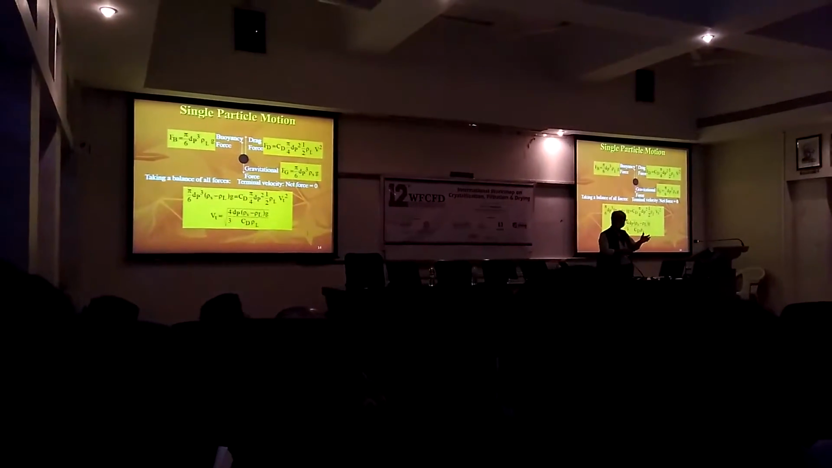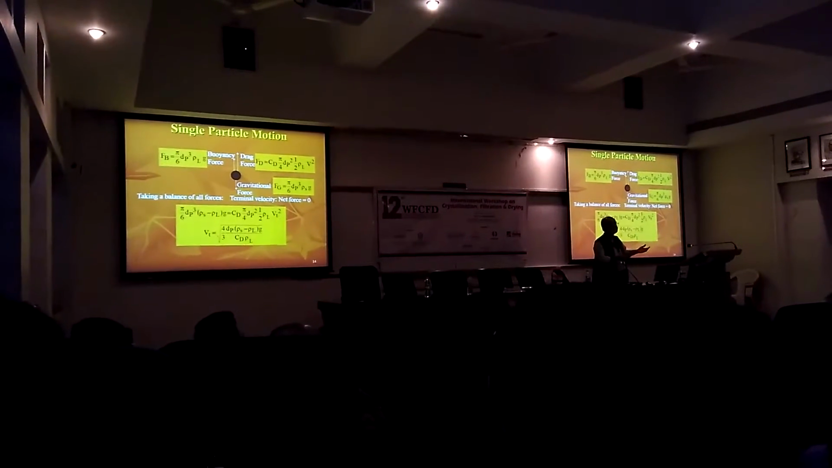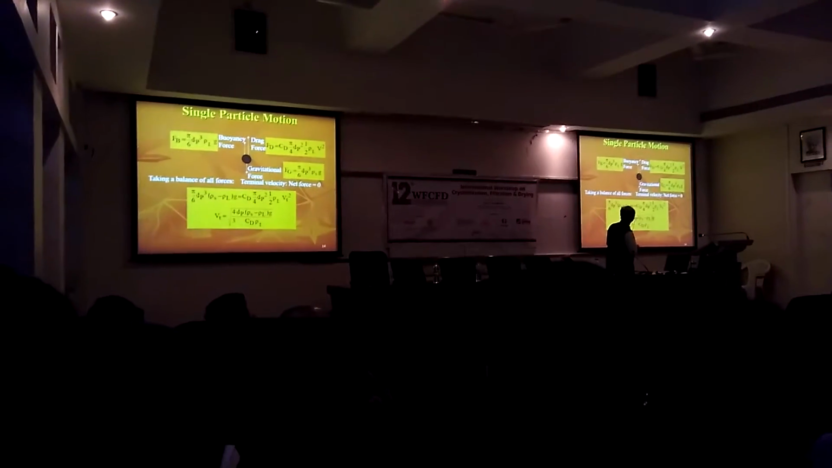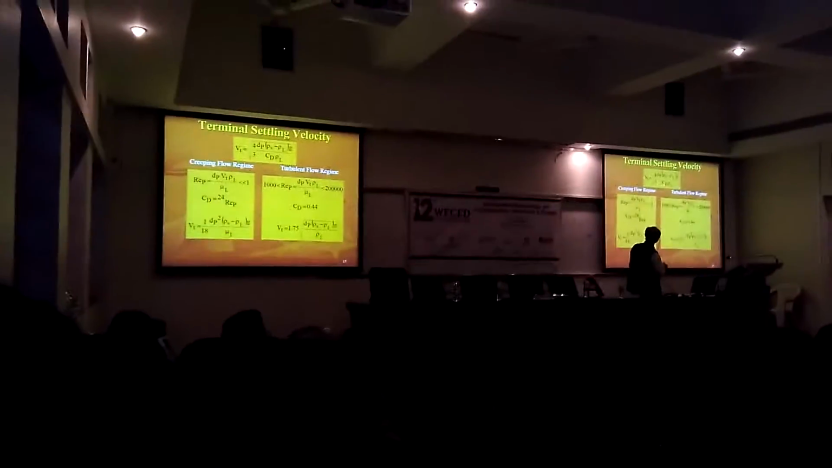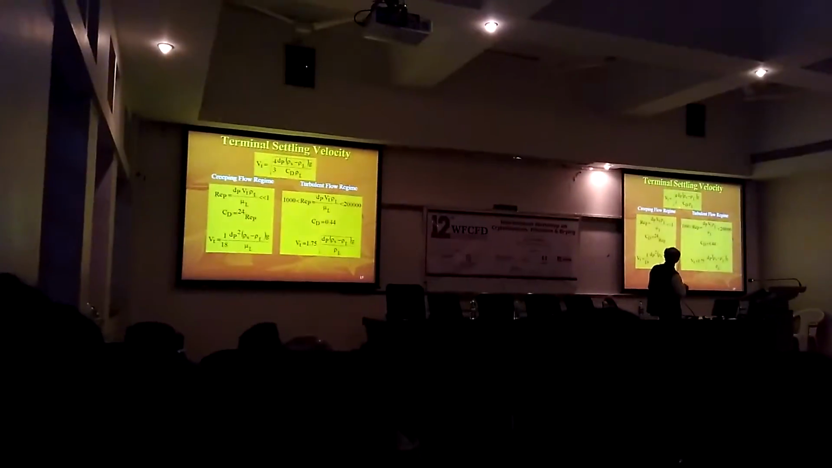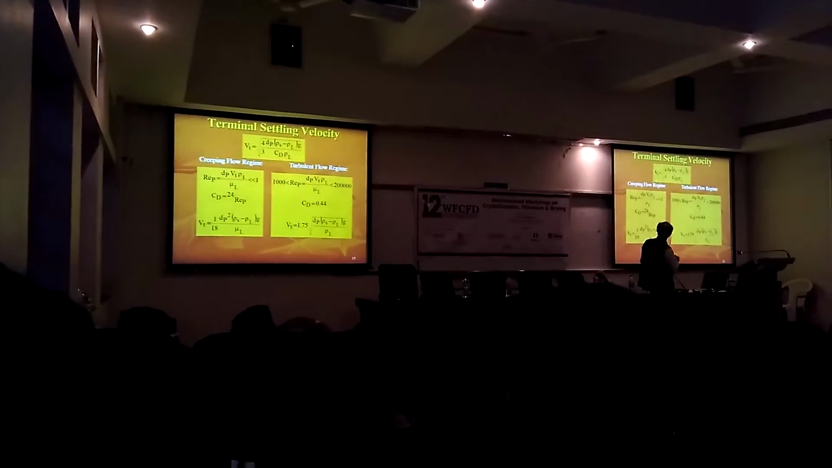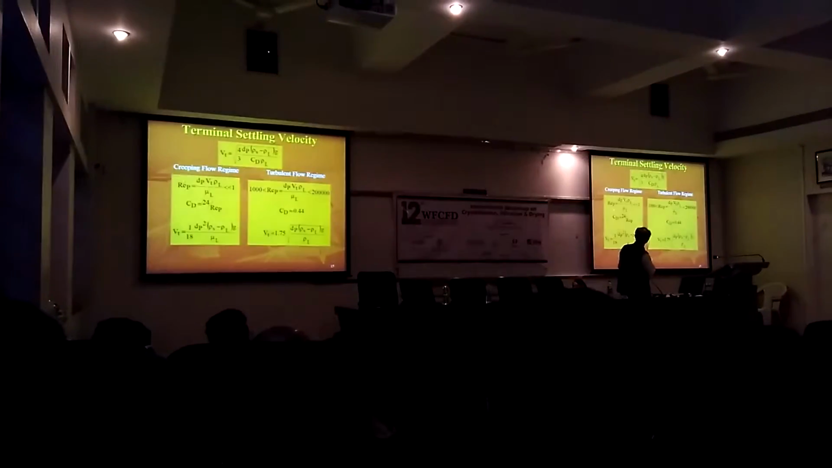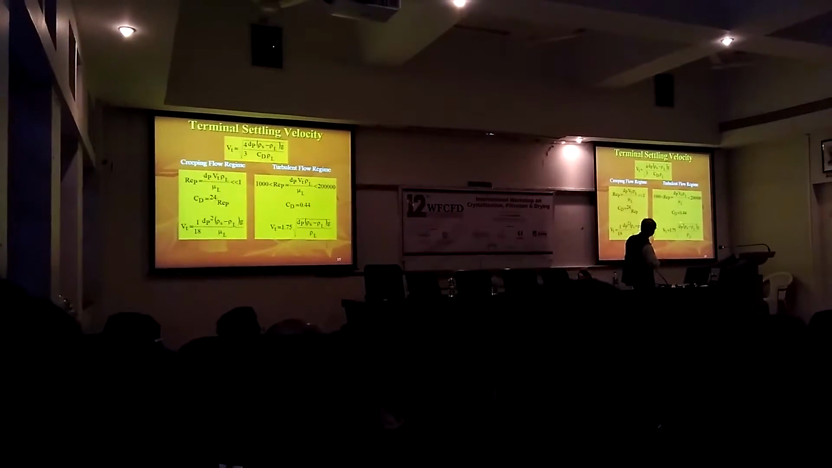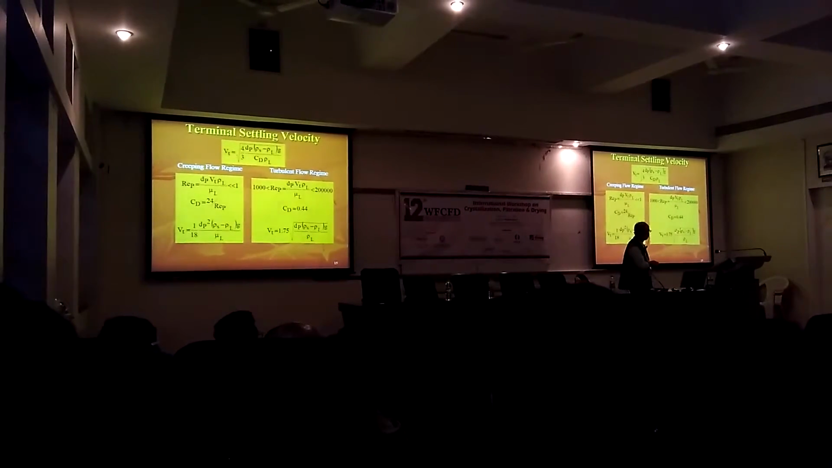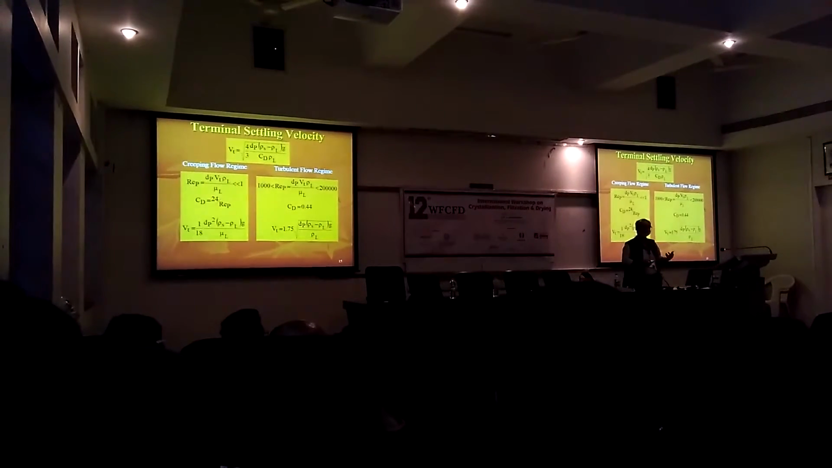You have three different correlations available to estimate the terminal settling velocity of the solid particle. This just gives you a sort of a tutorial. If it is in the creeping flow regime, this is the equation which you use to estimate the settling velocity of the particle. In this intermediate regime, you get this. In the turbulent regime, you get a different equation. Now, why this is required?